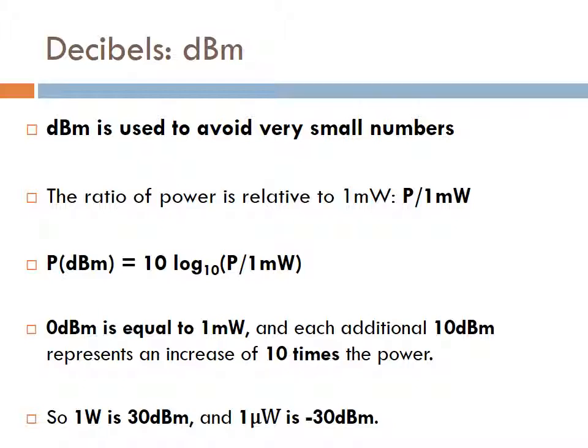dBm is used to avoid very small numbers. The ratio of power is relative to 1 milliwatt, P over 1 milliwatt. The power in dBm in this case is equal to 10 log base 10 of P over 1 milliwatt. This means that 0 dBm is equivalent to having the power equal to 1 milliwatt. And each additional 10 dBm represents an increase of 10 times the power. So 1 watt is 30 dBm and 1 microwatt is minus 30 dBm.